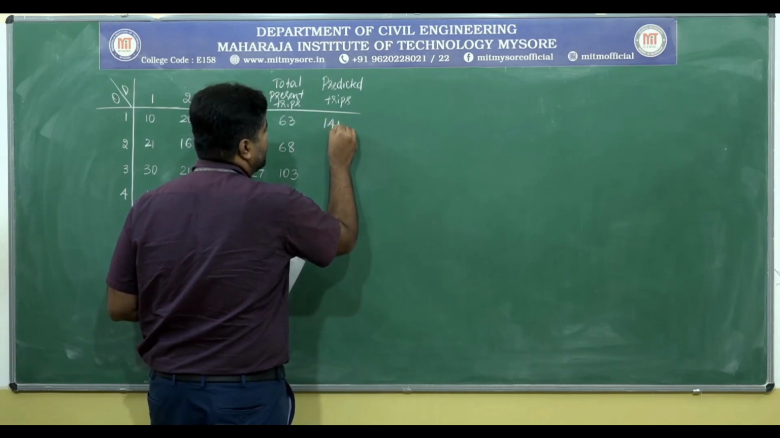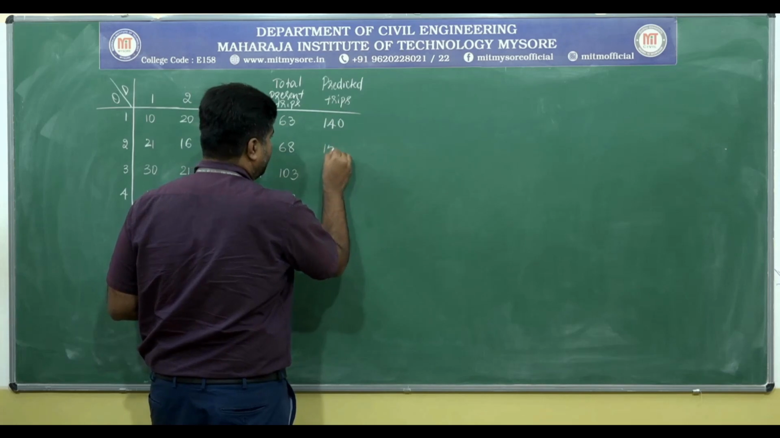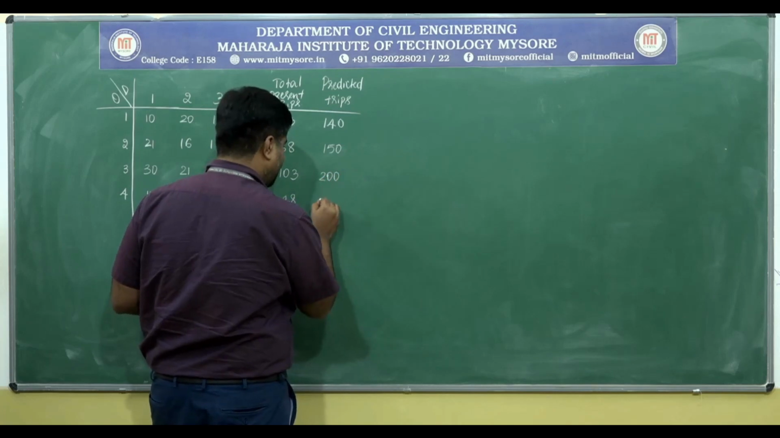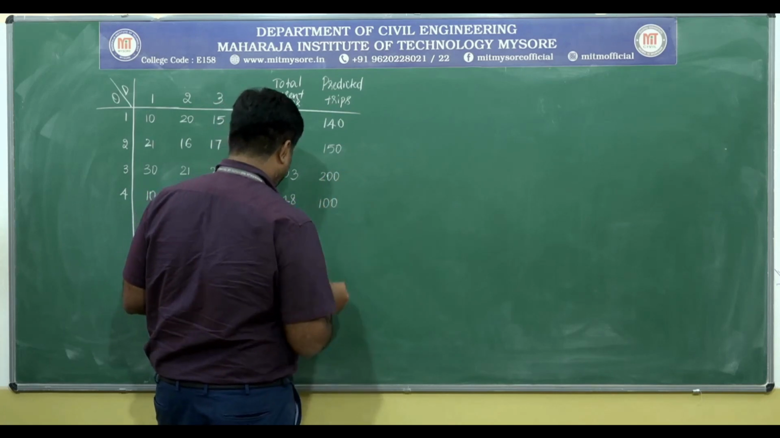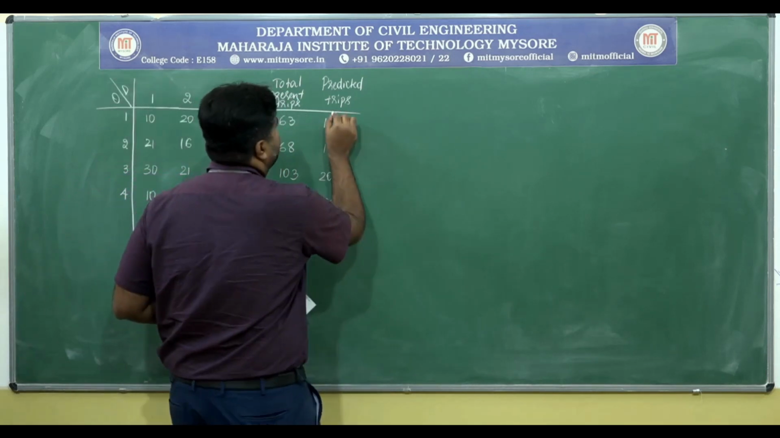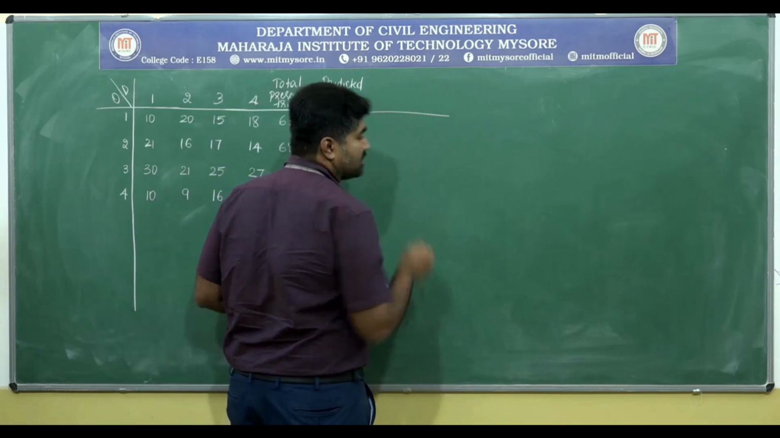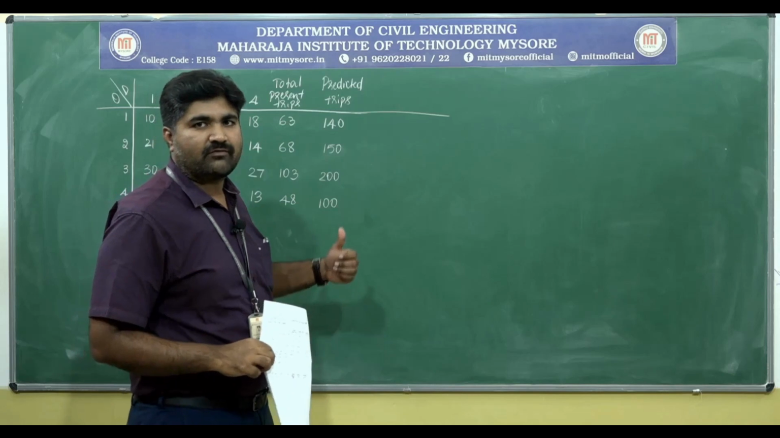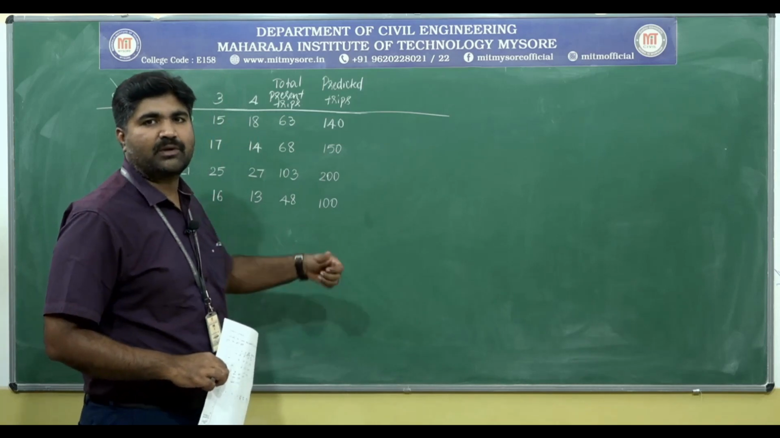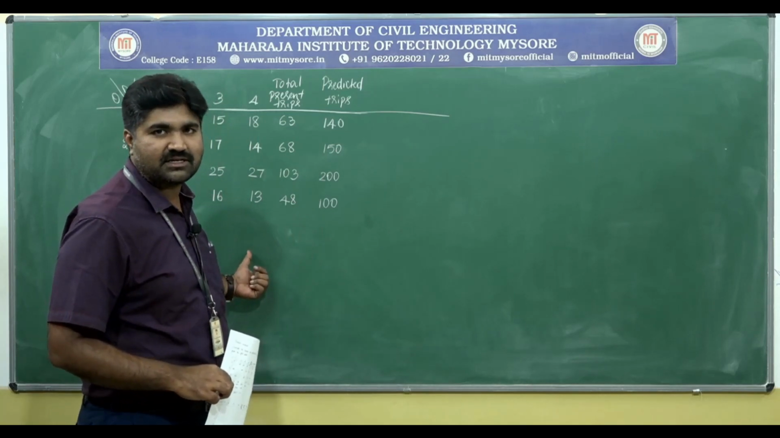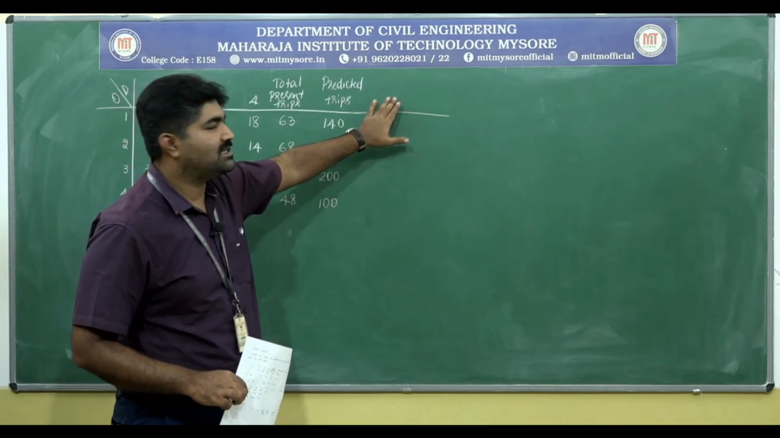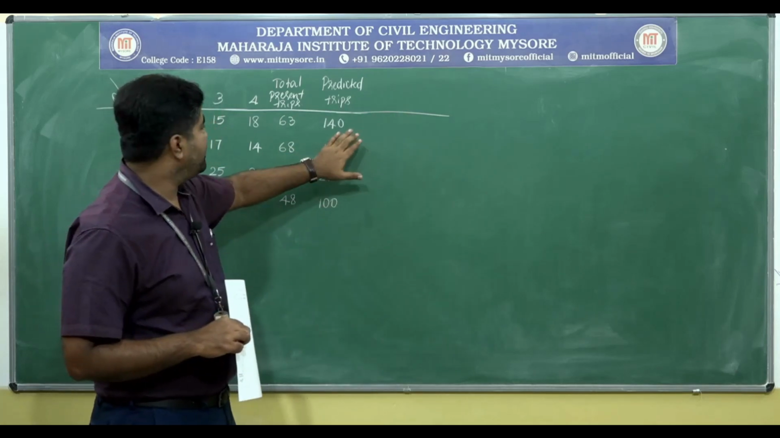How much it is? 140, 150, 200, 100. Okay, next determine origin growth factor. See, in Furness method we know for first iteration either we will consider origin growth factor or destination growth factor. In our previous problem we considered first destination growth factor. In this problem we are going to consider the origin growth factor first to distribute the trips.